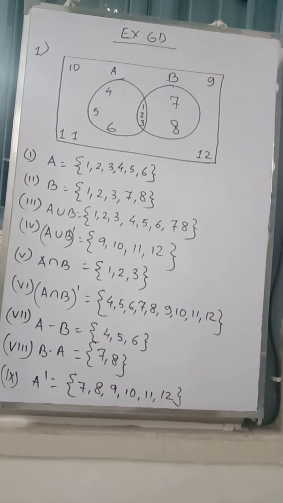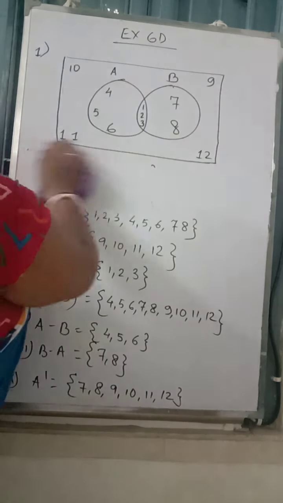Now A dash union B will be what? You just tell me. A dash is 7, 8, 9, 10, 11, 12, but B consists of only 7, 8. So A dash union B will be 7 and 8. So I am rubbing number 1 again. Writing question number 10 here.